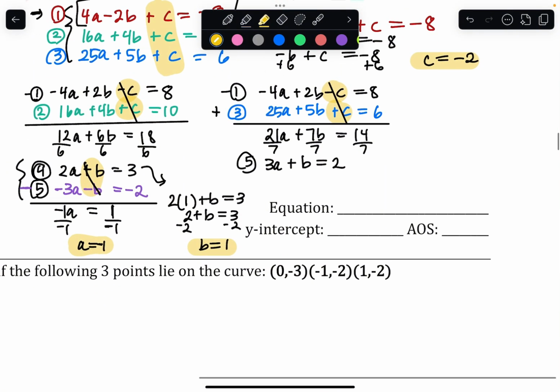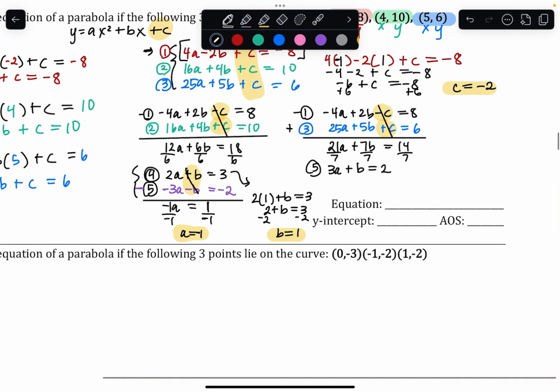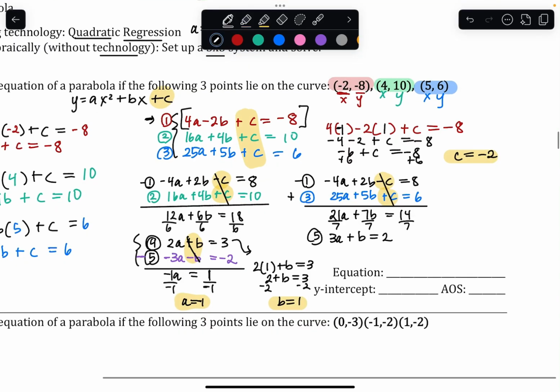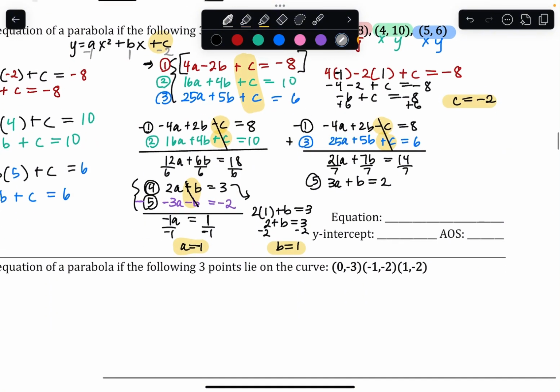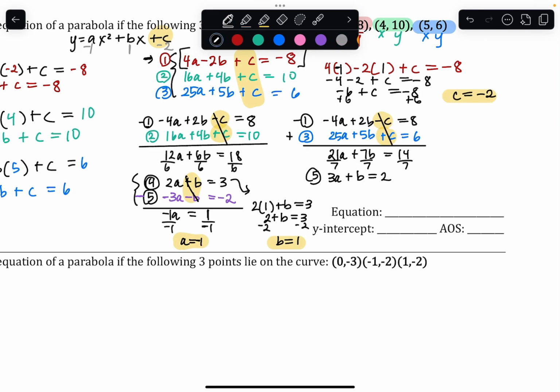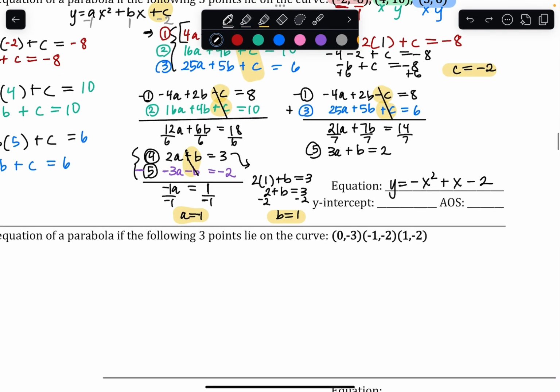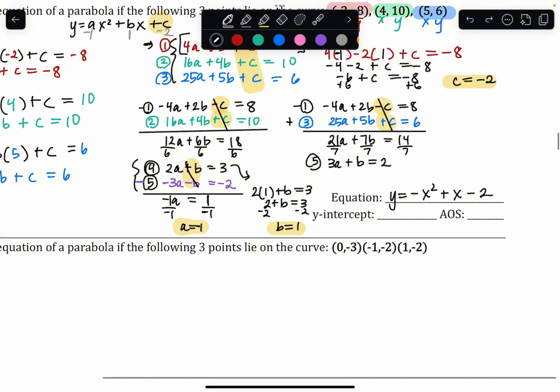Okay, so now that we have a, b, and c, we can write our equation. We know a is negative 1, we know b is 1, and we know c is negative 2. So in its simplified form, we would have y equals negative x squared plus x minus 2. We don't write the 1s. And from there we can find the axis of symmetry, because that's our negative b over 2a.